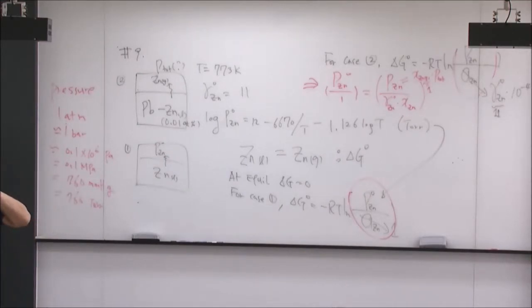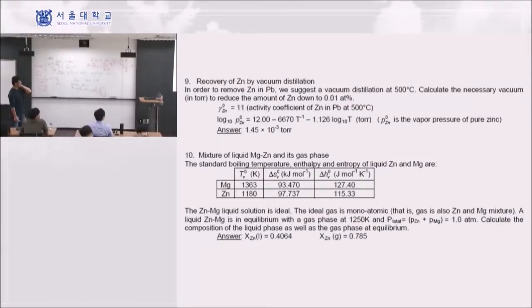So now we have a mixture of liquid magnesium and zinc and gas phase, and the standard boiling temperature, enthalpy and entropy of liquid magnesium are given in this table here. The boiling or vaporization temperature, from liquid to the gas phase, for magnesium is 1363 Kelvin, and for Zn it is 1180. Then you have the standard entropy and standard enthalpy of vaporization, okay?